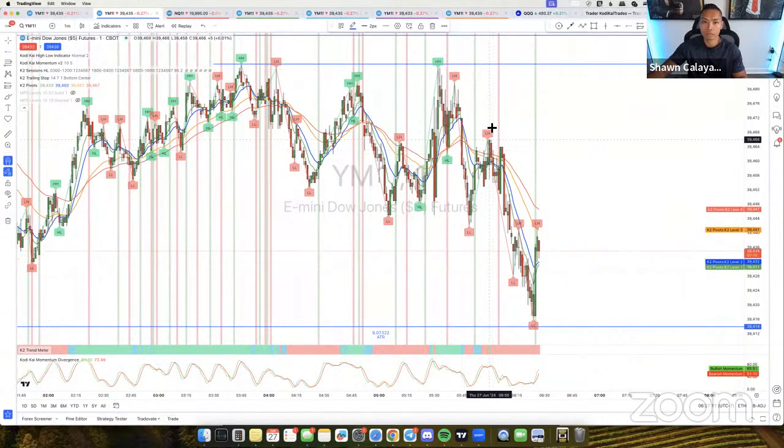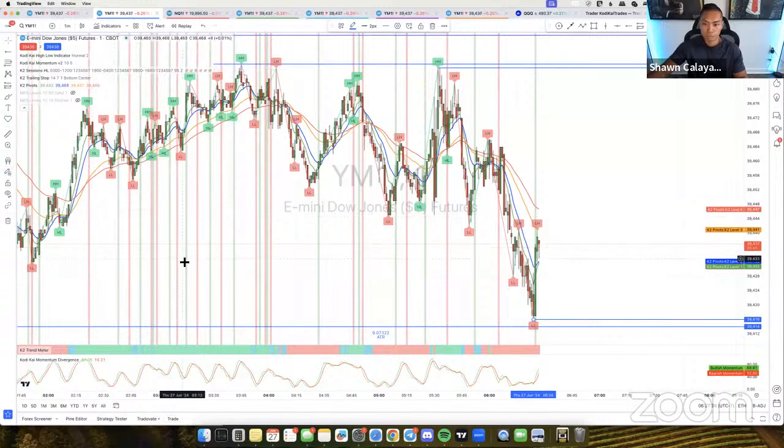All right. So with that said, I have all of the liquidity here marked up. The closest level of liquidity below is at 39,416, and the closest level above is at 39,486.